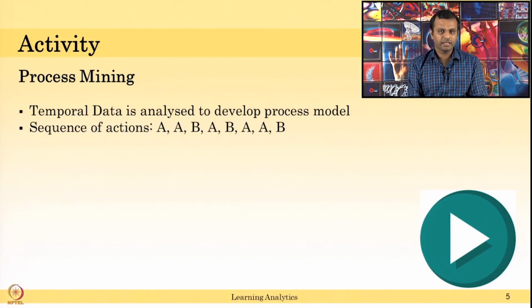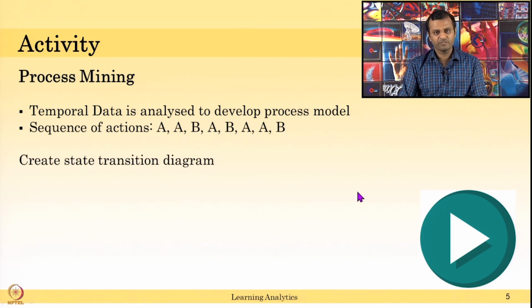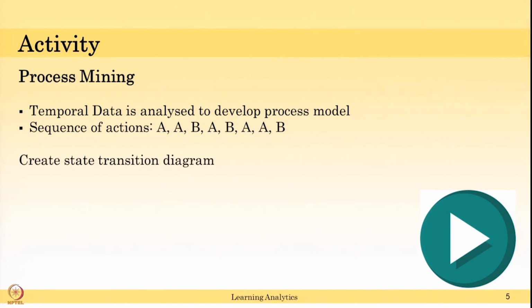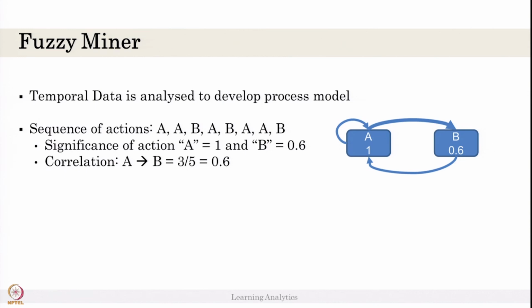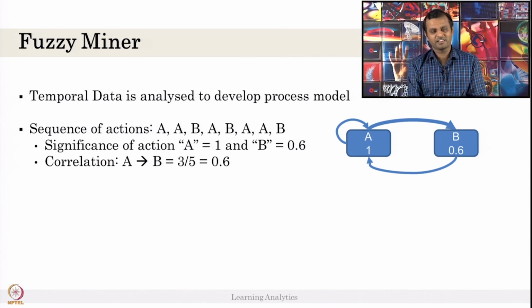Okay. Let us see a simple example. There is a temporal data. So, there is a sequence of actions A, B, A, B, A, B. Can you compute the state transition diagram for this particular sequence? We did it last week in the video, but can you repeat it here this week? After you create a state transition diagram, resume the video to continue. I am not going to show the state transition diagram, that you might have done, because we discussed that in the last week.